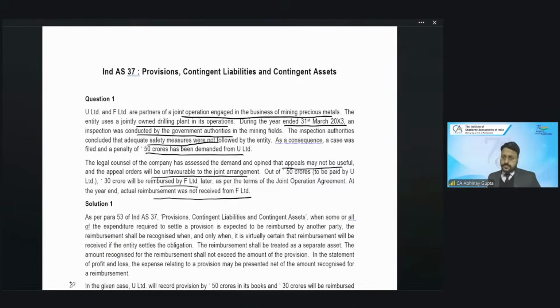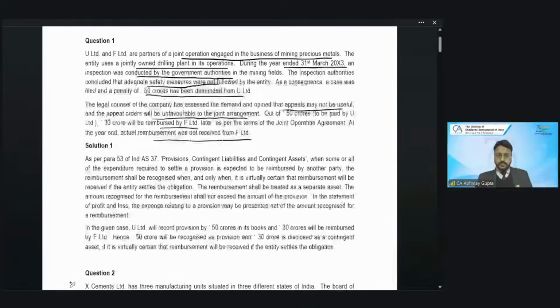Yes, sir. When a contingent asset is to be recorded, it should be virtually certain that the related asset will be received. And in this case, it's clearly stated that actual reimbursement was not received from F Limited. Hence, it should not be recorded. Also, the provision, whatever the liability you are going to record, should not be over and above the 50 crore in any case.